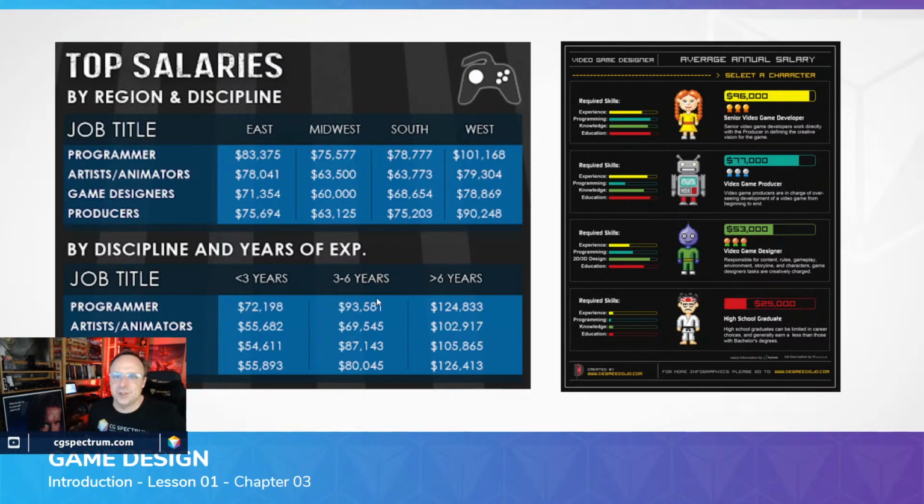I'm not going to get into this too much, but you can see that within the U.S. here there are a lot of different kinds of jobs. This one that you can't see, the third one down, is the game designers, and you can get some sense of how salaries go up.